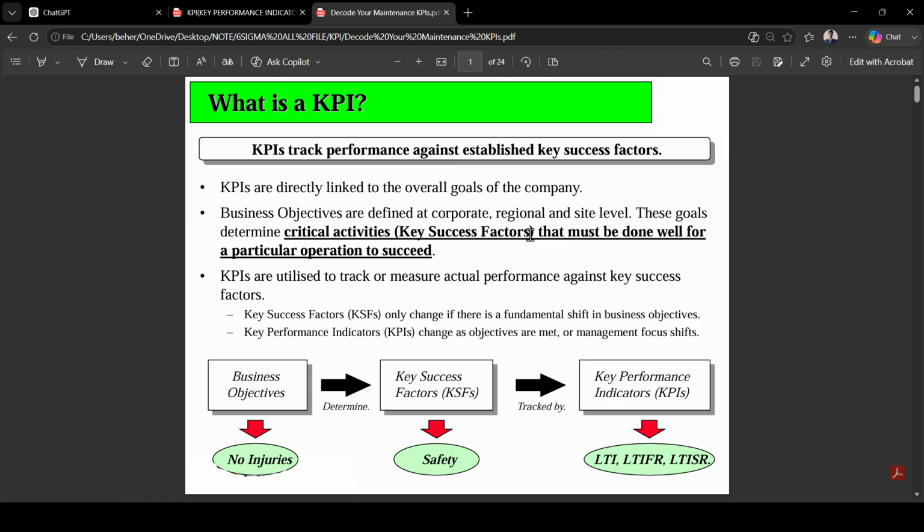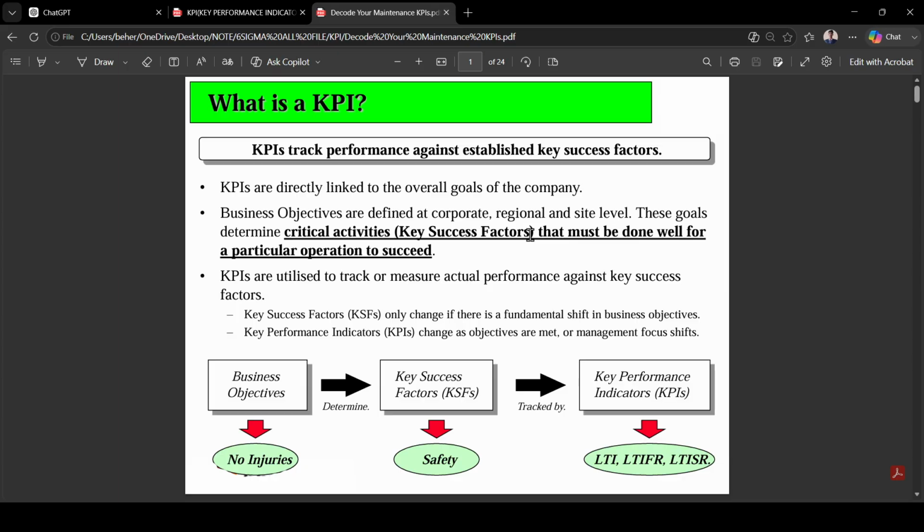So this is my part 3. I will explain what KPI is, the different types of KPI, and how to utilize them in the manufacturing industry. So let's start. KPIs track performance against established key success factors. KPIs are directly linked to the overall goals of the company.